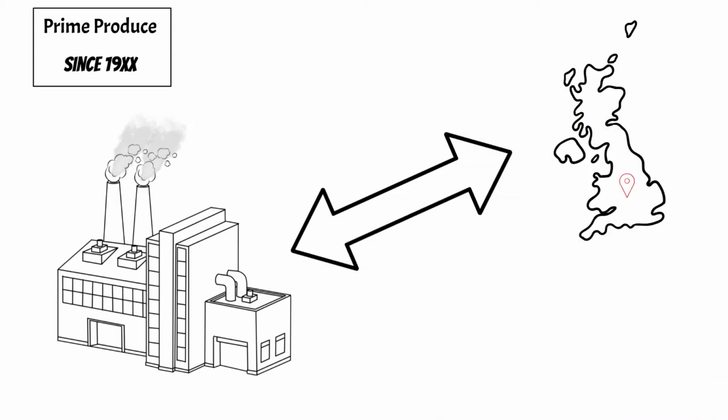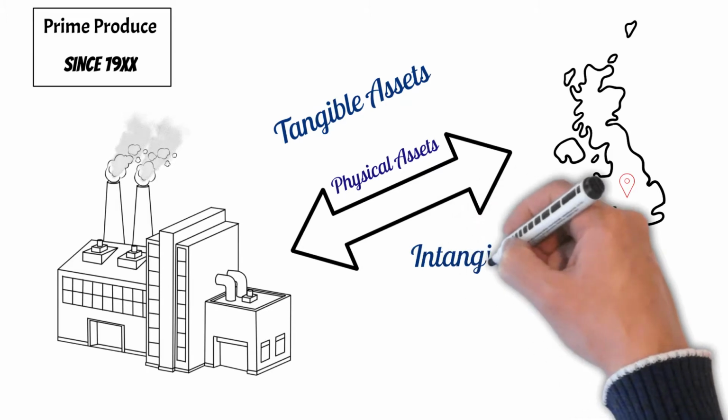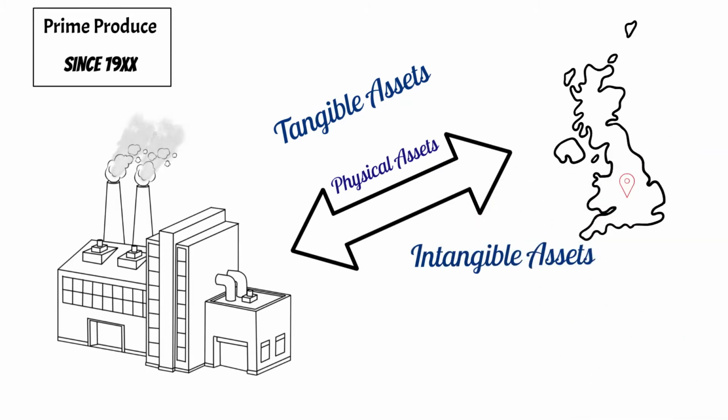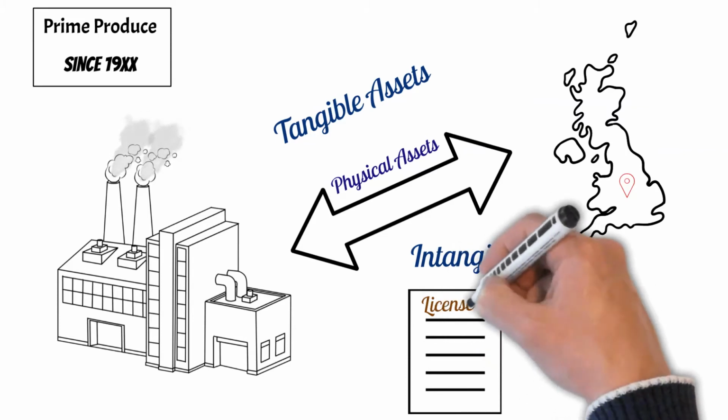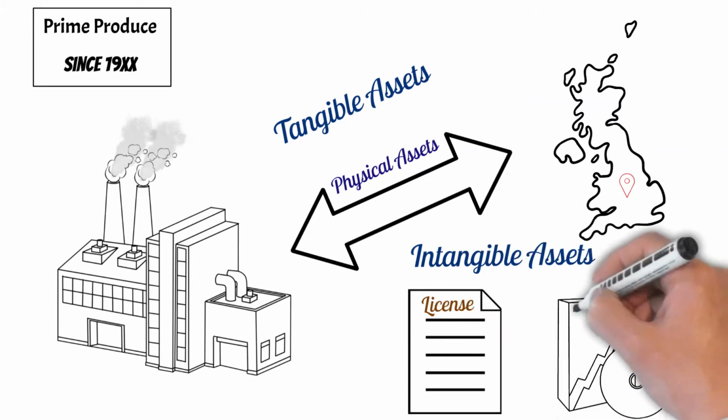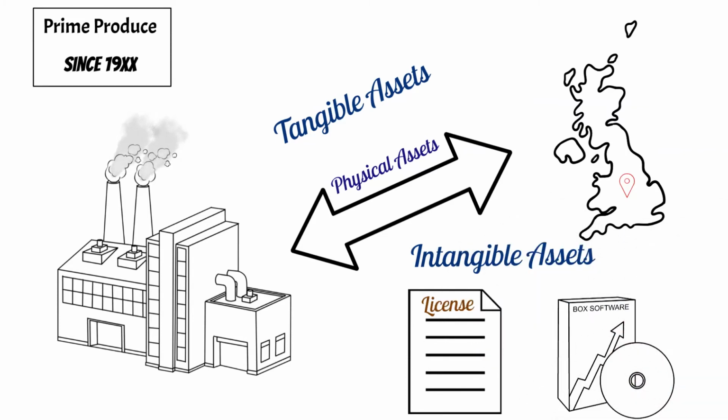Both land and plant are physical assets, and in accounting terminology are called tangible assets. But some of the assets are intangible, that is, they don't have a physical form. For example, production rights, licenses, softwares. Both tangible and intangible assets will be recorded at initial cost of acquisition.